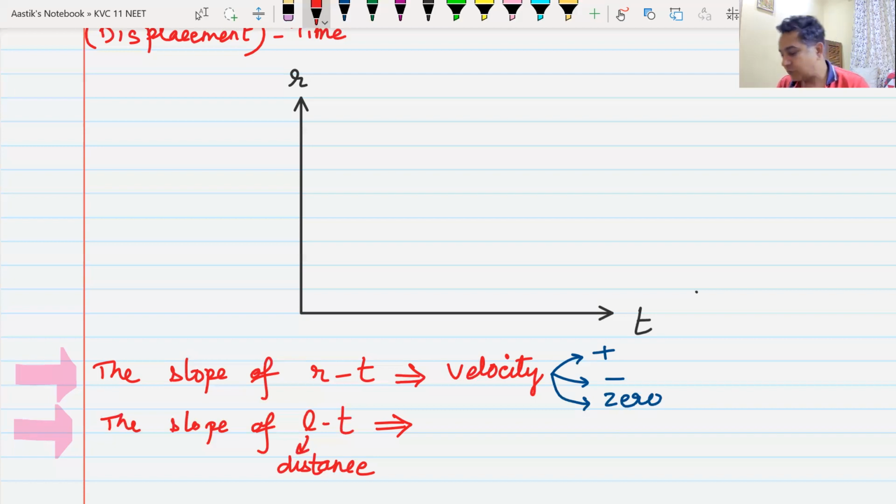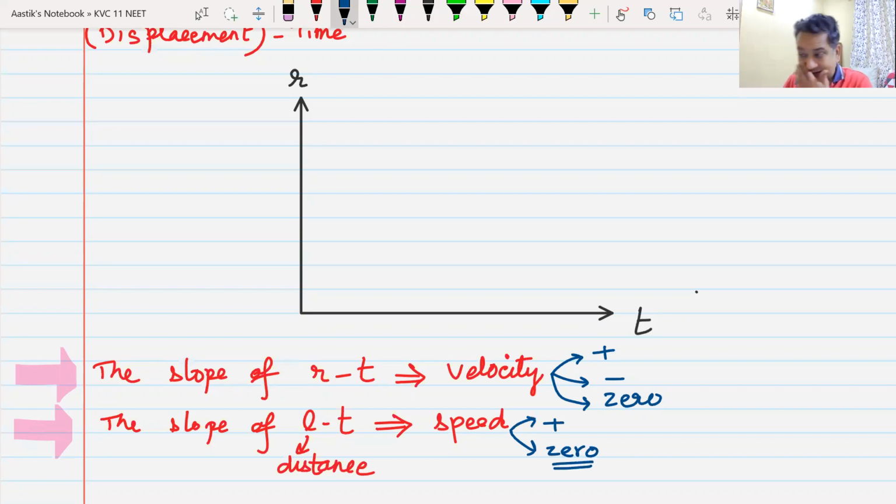Acceleration. No, it gives us speed. If one gives us velocity, the other one gives us speed. Okay, so the slope of distance time graph gives us speed. Now, if you remember, speed cannot be negative. So for this graph, it will either have a positive slope or it will have a zero slope. So please note it down. I don't think you are noting things down. So please note them down.